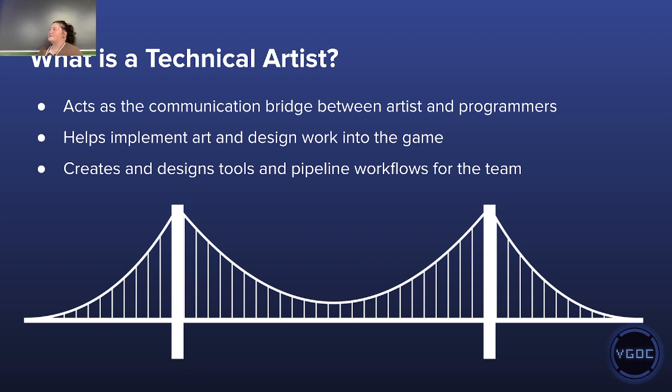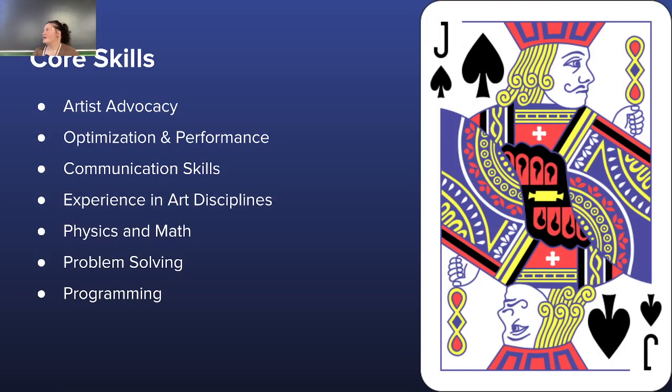Something else that they do is create and design tools and pipeline workflows for the team. So making sure that not only the artists have the tools that they need to make everything run effectively, but also that all the workflows are done so that, if people want a new feature, they know exactly how to approach that so nothing else gets broken in the process. So there's a bunch of core skills. Tech artists are known as the jack of all trades, basically, in the games industry.